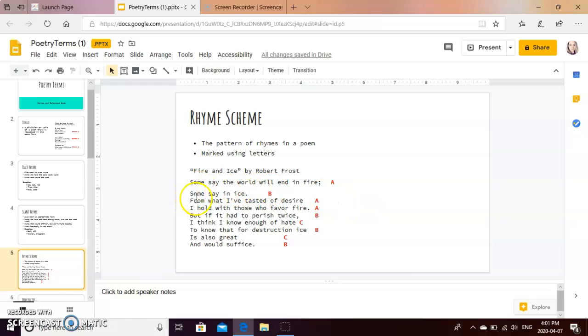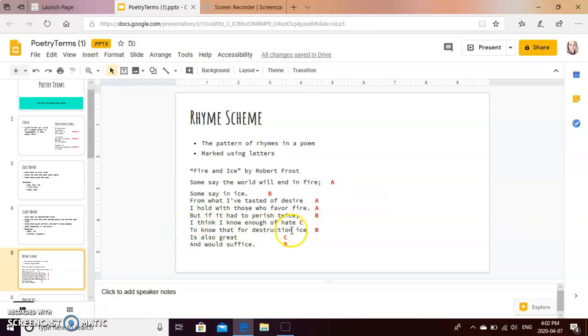In our next line, line number 2, it says, some say in ice. You'll notice that that line is labeled B. If you look at the other B line where it says twice, or suffice, all of these words rhyme. They have the same ending, which is ice. So they are all labeled B.